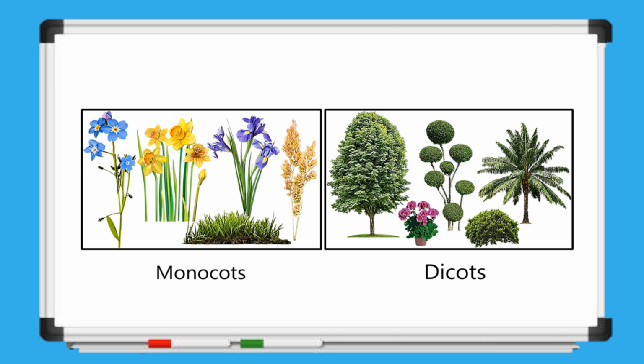On the right, dicots have net-like venation, with veins branching out from a central midrib, and their flowers generally have petals in multiples of 5. Examples of dicots include trees, geraniums, bushes, and palm trees. The main difference is that monocots have straight, parallel veins in their leaves, while dicots have veins that form a net-like pattern.